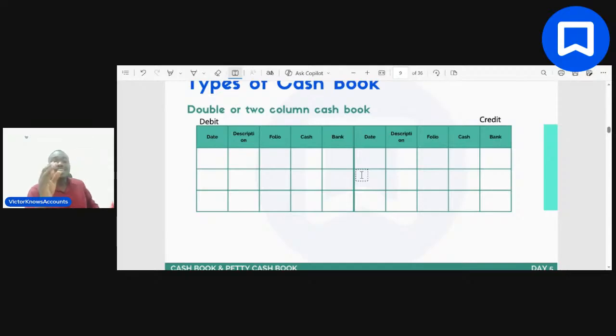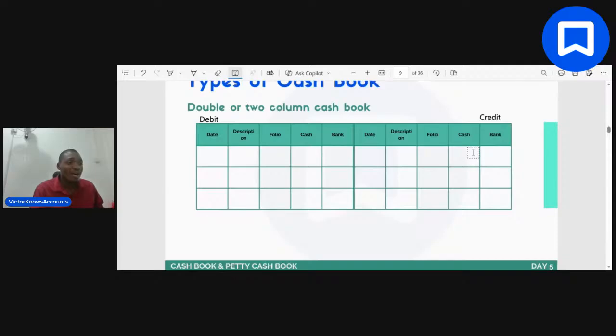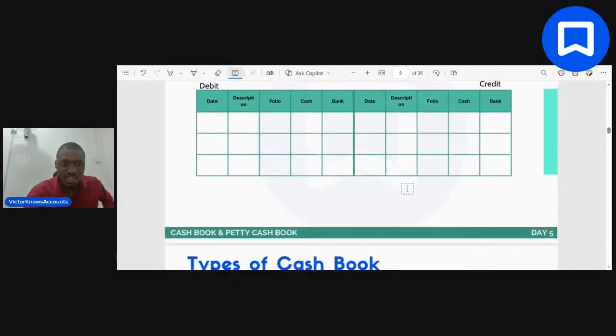So on the debit side, we have the same thing. Date, description, folio, just as we had under the single column cash book. The only difference is that now your amount received has been divided into two, and that's why we are calling it two column. Single column means there is just one column for amount, double column means there are now two columns for amount, your cash column and your bank column. Is that fine? So that's that.